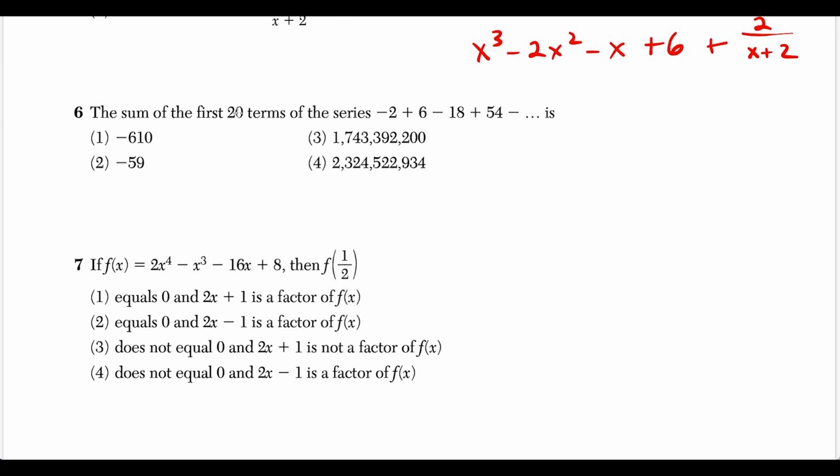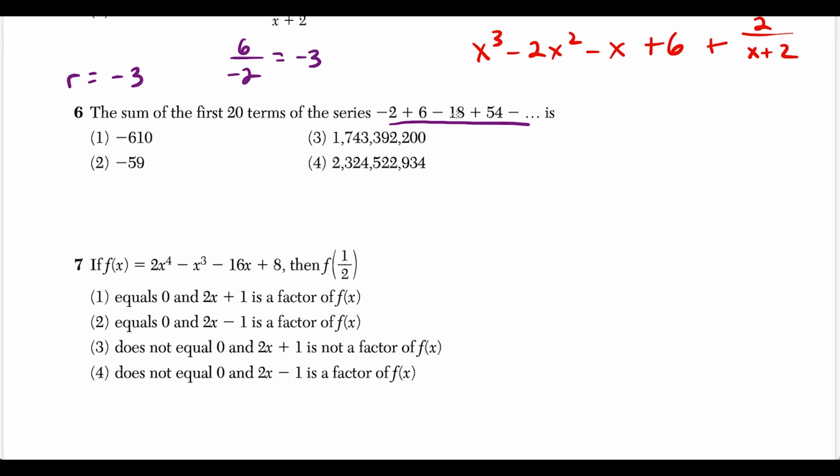So question 6, we want to find the sum of the first 20 terms of this series. And the first thing we have to be able to determine is if this is an arithmetic or a geometric series. And this is a geometric series because to get from one term to the next, we're multiplying by the same number each time. Now, you might just be able to spot that r is equal to negative 3. Otherwise, just take any two consecutive terms and divide one term, like let's say 6, by the term before it, and that would give us negative 3.